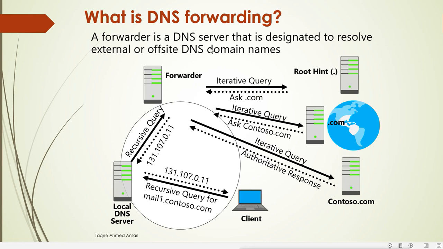Then we have DNS forwarding. What is DNS forwarding? A forwarder is a DNS server that is designated to resolve external or off-site DNS domain names. The reason we create the stub zone is the same reason we create forwarders. Suppose our local DNS server tries to resolve a query, like this client sends a recursive query for mail1.contoso.com. It goes to our DNS server, and our DNS server sends the query to the forwarders.